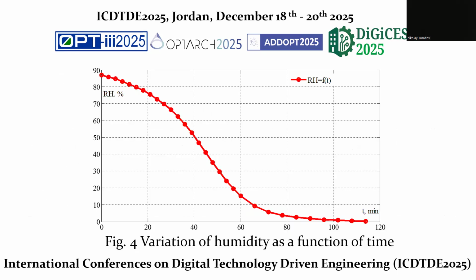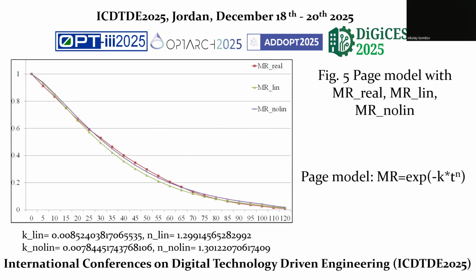Figure 4 shows variation of humidity as a function of the time. Figure 5 shows the Page model with MR real, MR linear, MR nonlinear. Coefficients for M-lin and N-lin and MK non-lin and N non-linear.